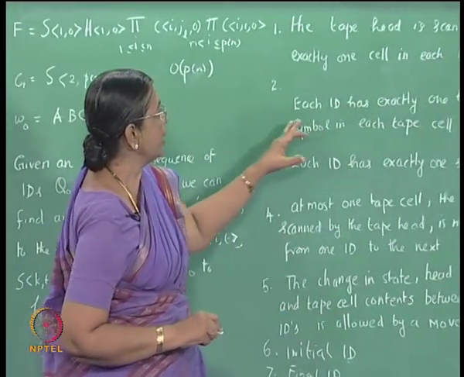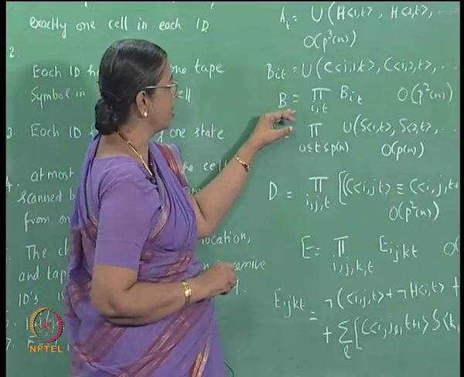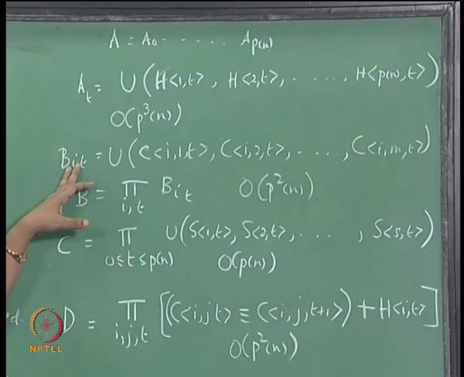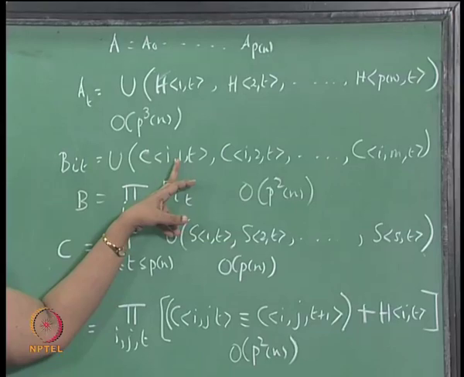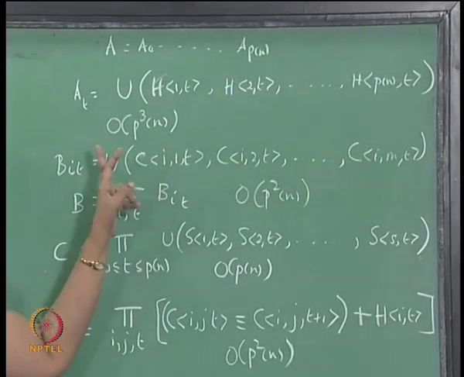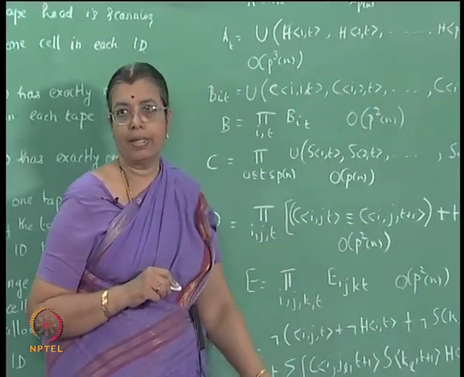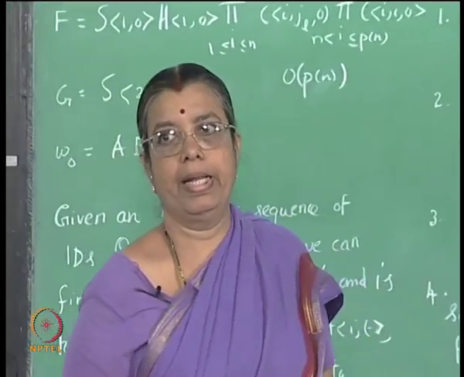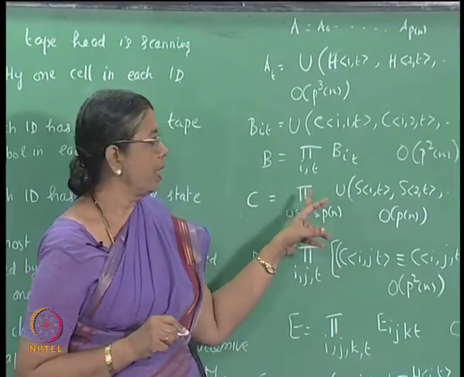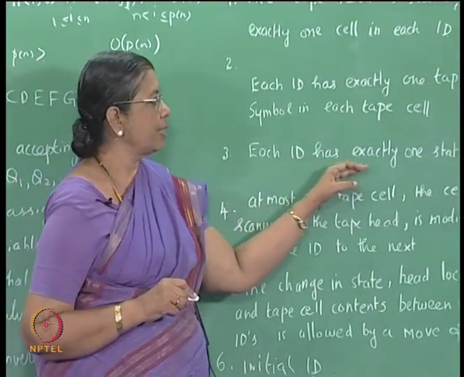The second condition is that each ID has exactly one tape symbol in each tape cell. So you write it as expression B. B is the product of B_it, where i and t range over their values, and B_it says that the ith cell at time t contains either symbol 1 or symbol 2 or symbol 3 or symbol m. Only one of them will be true. The ith cell at time t can contain only one of them. There are m symbols here, so the length of that is order m squared, but m and s are constants, so that is constant. But this itself ranges over i and t. i ranges from 1 to pn, t ranges from 0 to pn, so it is order p squared n. Similarly, the expression for the next condition is that each ID has exactly one state.